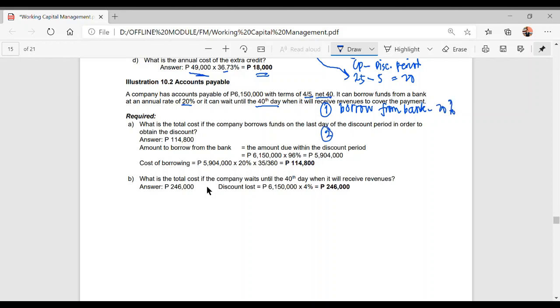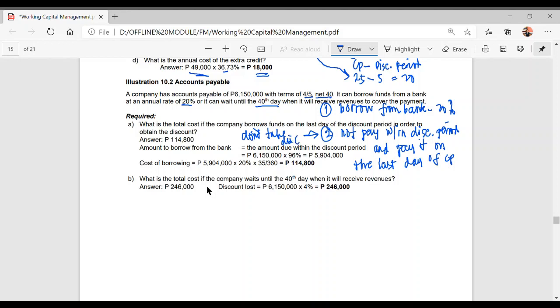Second, he can not pay within the discount period and instead pay it on the last day of the credit period. So option 2 here means don't take the discount, and the first one means you have to take the discount, since we will borrow money from the bank.